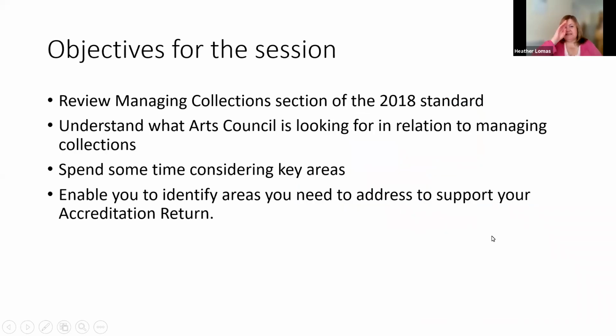So, to get started, the objectives for this session are to review the Managing Collections section of the 2018 Museum Accreditation Standard, to understand what Arts Council England is looking for in relation to the Managing Collections section and the areas you need to cover, spend some time looking at key areas that are in the standard, and also enable you to identify any areas where you may need to address support for your accreditation return or your application, so where there might be some gaps that you need to do some work on. So hopefully this will help you identify where those areas are.